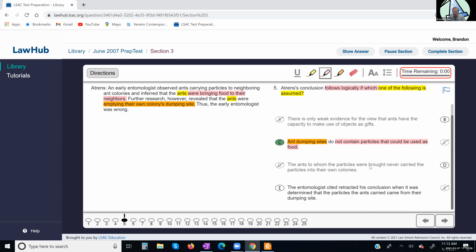This is saying that they wouldn't carry, because it does talk about particles, so maybe it could have been talking about the particles we were talking about, but the ants to whom the particles were brought, so this is about the neighbors, never brought it back, or never brought it inside, rather, never brought it home. They never took it home with them. But that wouldn't talk about whether it was food or not, and so that's why it's out.